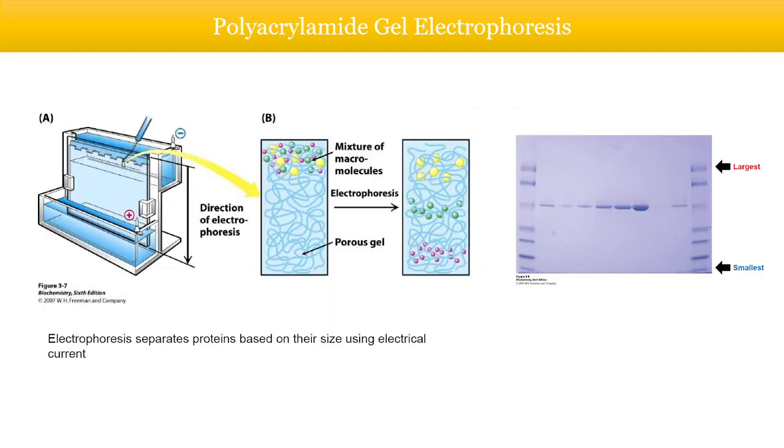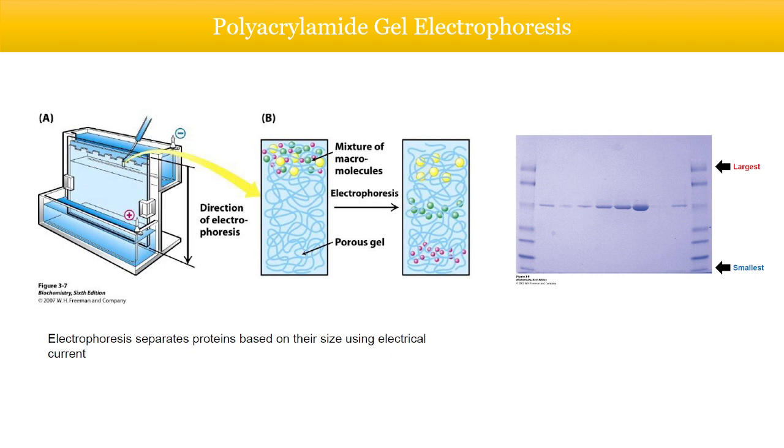Another thing is polyacrylamide gel electrophoresis. This can be of two types. One is SDS polyacrylamide gel electrophoresis, and the other is native or non-denaturing polyacrylamide gel electrophoresis. Both of these can be used to understand the molecular weight or the size of the protein. Electrophoresis separates proteins based on size using an electrical current. Okay, so this is based on the largest to the smallest, and you are separating them based on the size of the protein.